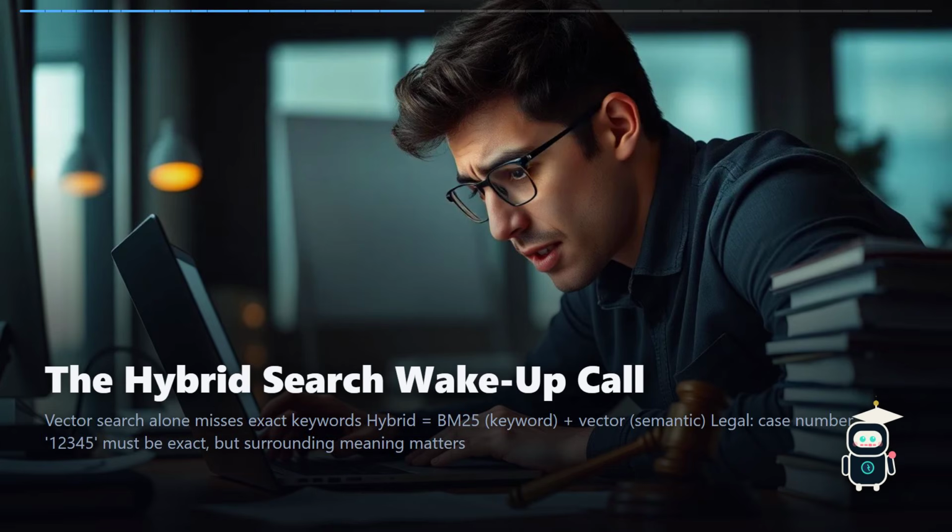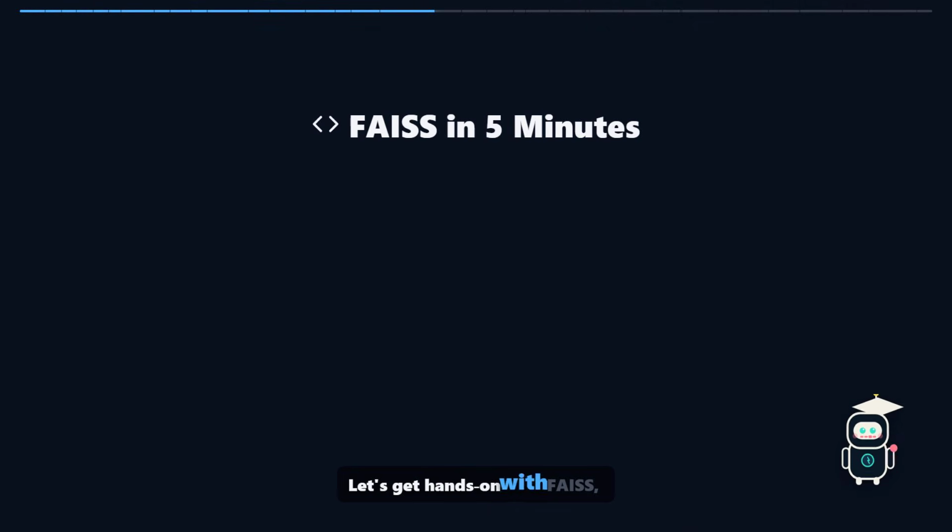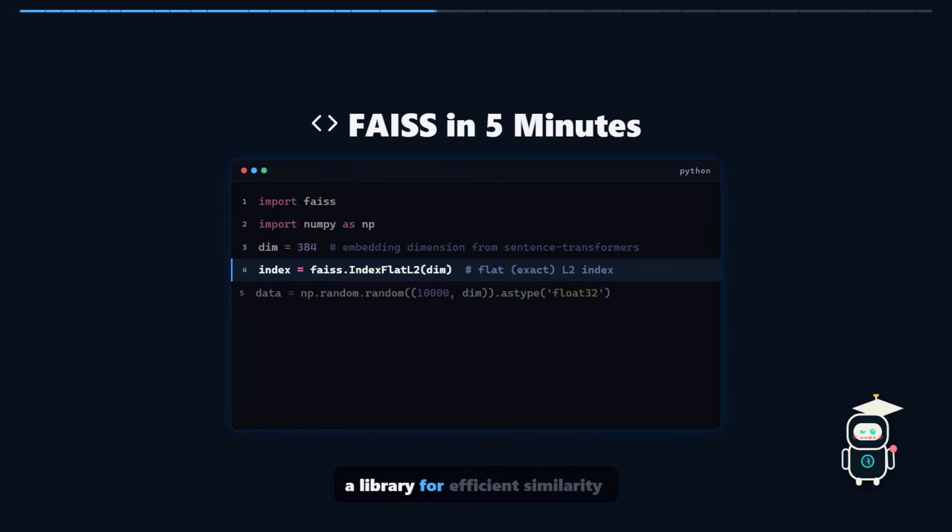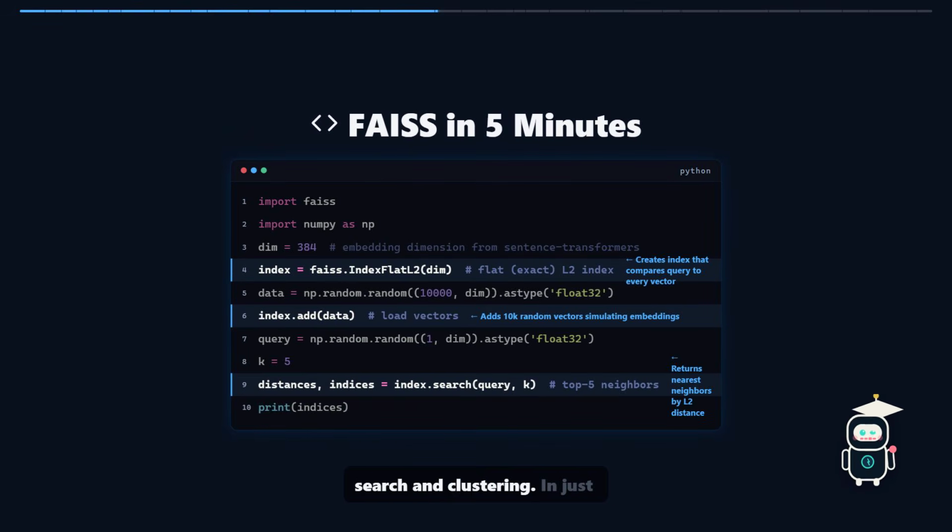And when we get into FAISS, Facebook AI Similarity Search, pronounced FAISS, in the next scene, you'll see how these indexes can bring it all together. Remember, your vector database is a piece of the puzzle, not the whole picture. Let's get hands-on with FAISS, a library for efficient similarity search and clustering.